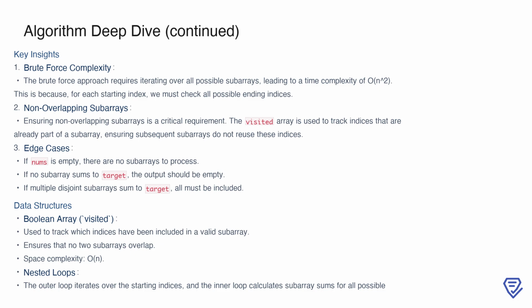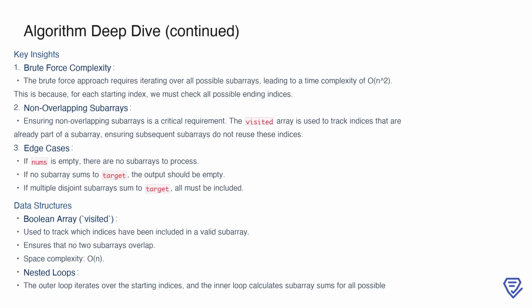To ensure non-overlapping subarrays, the visited array is crucial, as it prevents reuse of indices already included in a valid subarray. When considering edge cases, the algorithm handles scenarios where the input array is empty by producing no output, as there are no subarrays to process. Similarly, if no subarray sums to the target, the output remains empty.